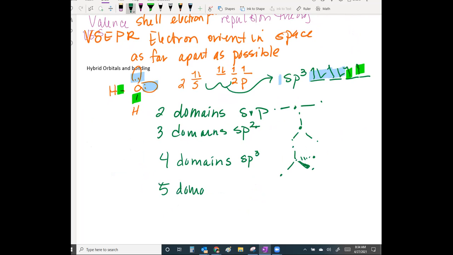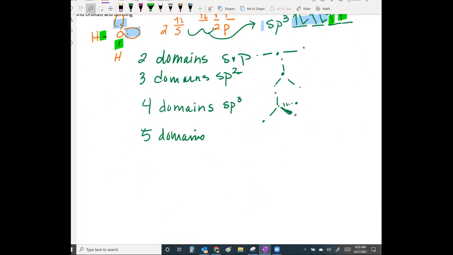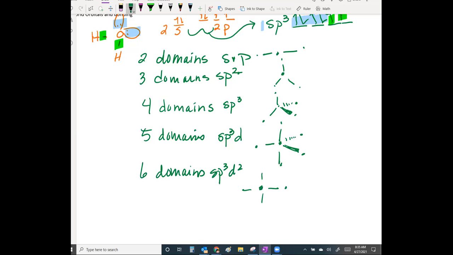Five domains, because some atoms can have more than 8, sp3, and we pull in a d orbital. So now we have 5 bond areas and then 6 domains, sp3d2, and 1, 2, 3, 4 at 90 degrees. And then there's another guy coming out and one guy going back.